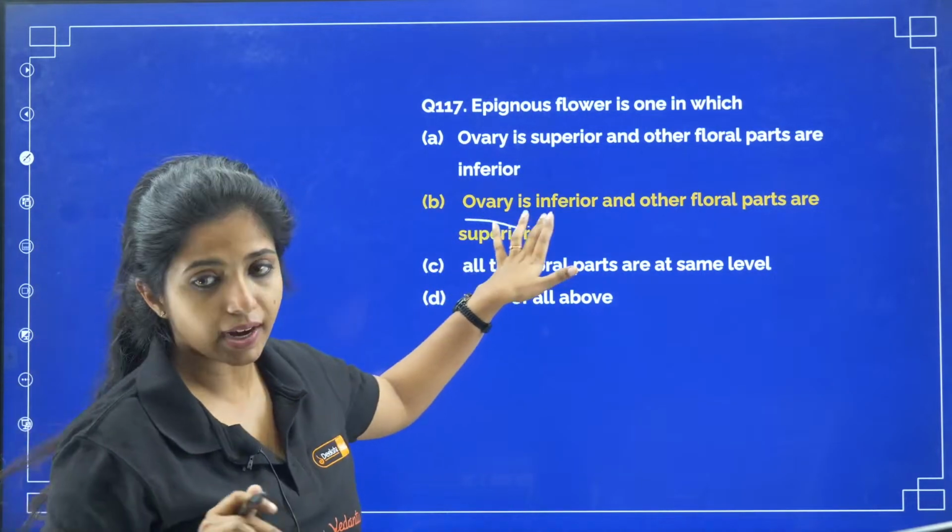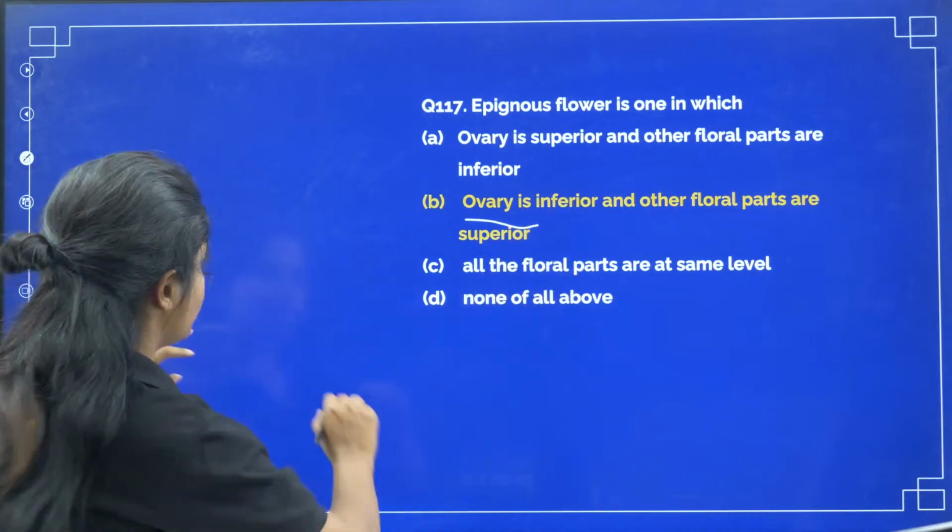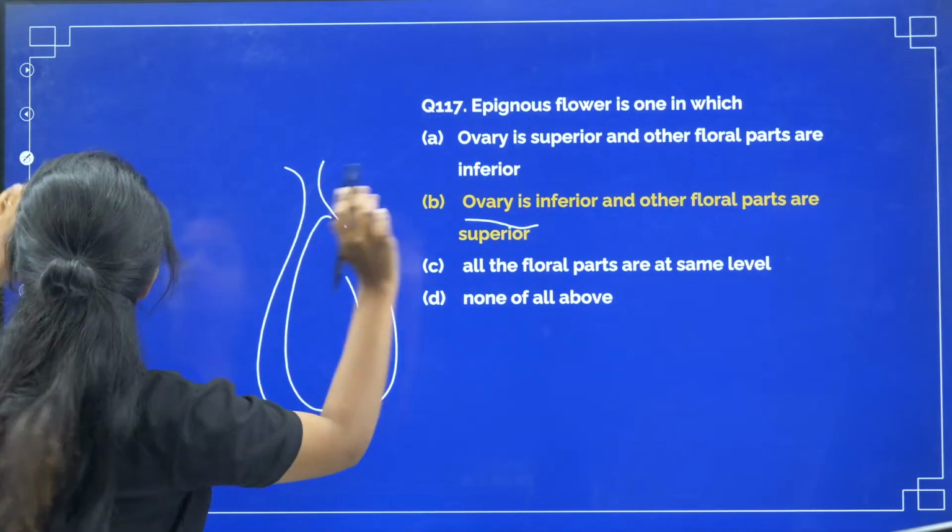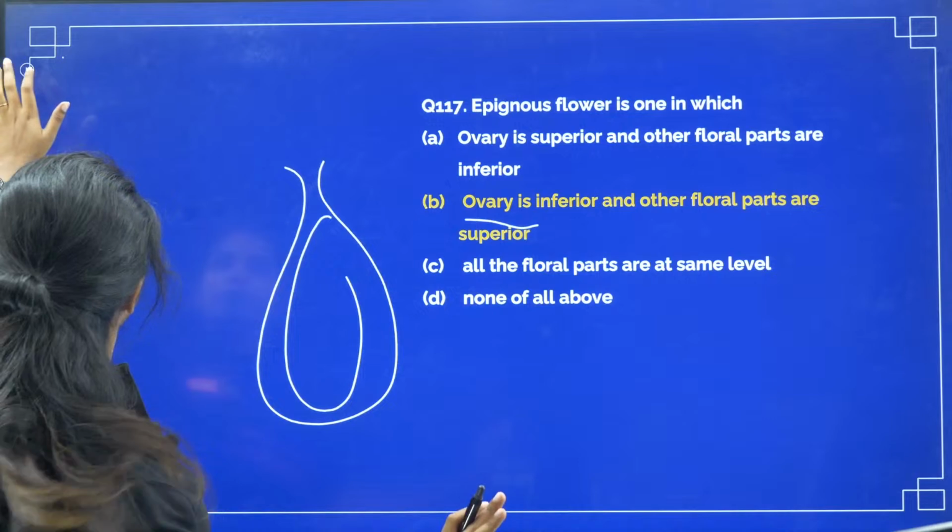Just a second, I have a confusion with that. Okay, perigynous is basically... Okay, this question I'll leave for some time. I'll come back to it. Okay, before the class ends, I'll tell you.